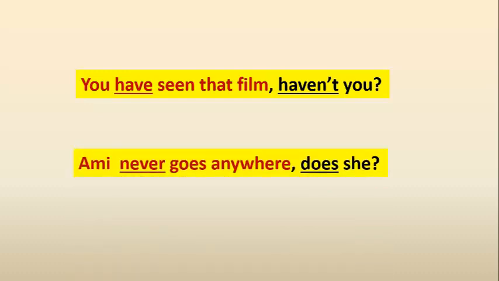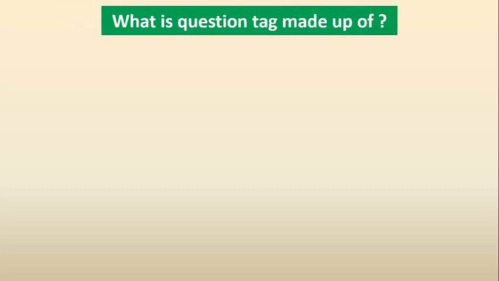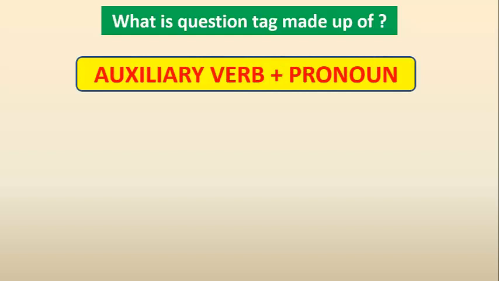Ami never goes anywhere, does she? Does she is a question tag and a positive question tag. So the question is how we can write a question tag and what the question tag is made up of. To make a question tag, we need an auxiliary verb or a helping verb plus a pronoun. So a question tag is made up of an auxiliary verb and a pronoun.